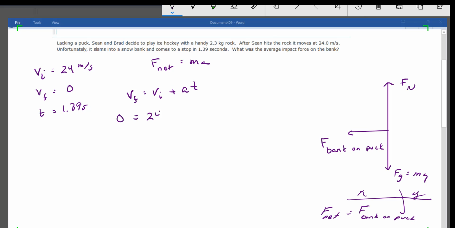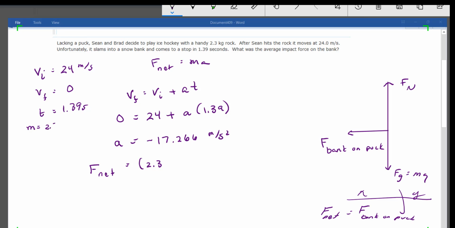So Vf is 0, Vi is 24, plus a times 1.39 seconds, and that gives me an acceleration of negative 17.266 meters per second squared. I take that acceleration and put it into F net equals mass times acceleration. The mass is 2.3 kilograms times the acceleration of negative 17.266, which gives me a net force of negative 39.71 newtons.